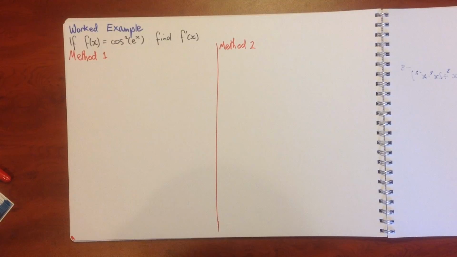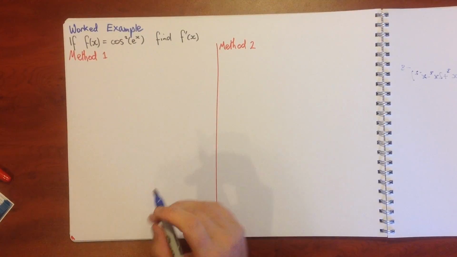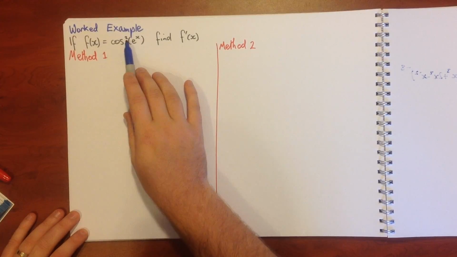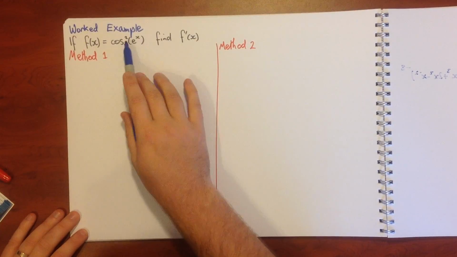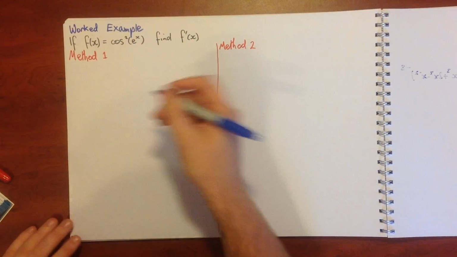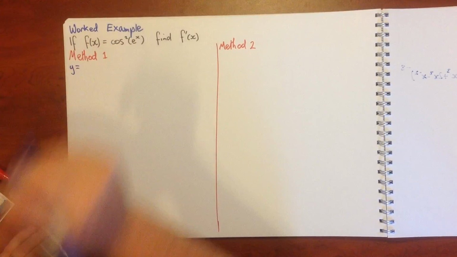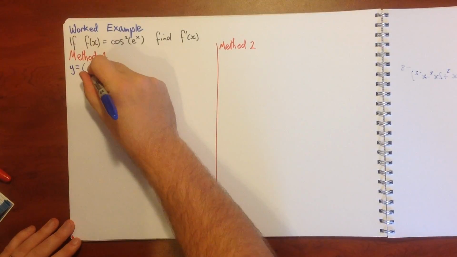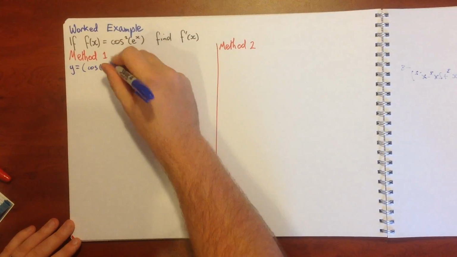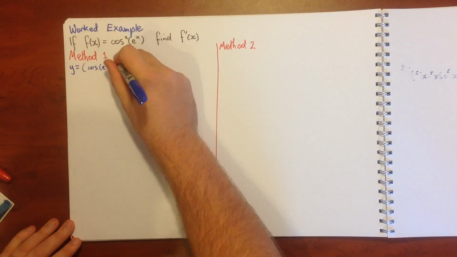This one is our worked example 2. We need to use the chain rule to find our derivative here. The first thing to realise is this is cos squared of e to the x, which means it's cos of e to the x times cos of e to the x. So I'm going to start by writing it as y equals cos of e to the x, squared.